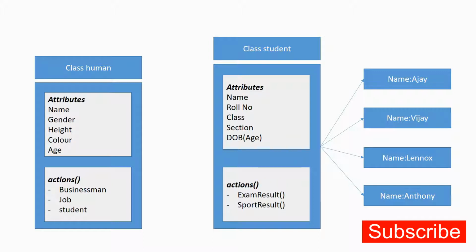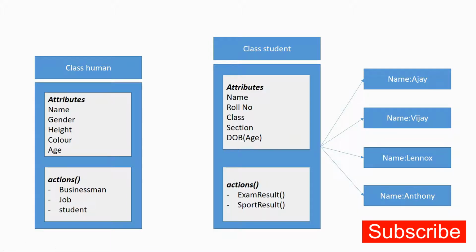Now what are the actions these humans can perform? Depending on their profession, the human can perform certain actions. A businessman can perform its own set of actions. Then a person who is doing a job, any kind of job. There are many types of jobs, so he will perform that particular set of actions. And a human can also be a student, so a student will have his own set of actions. These actions basically refer to the methods, that is the functions.